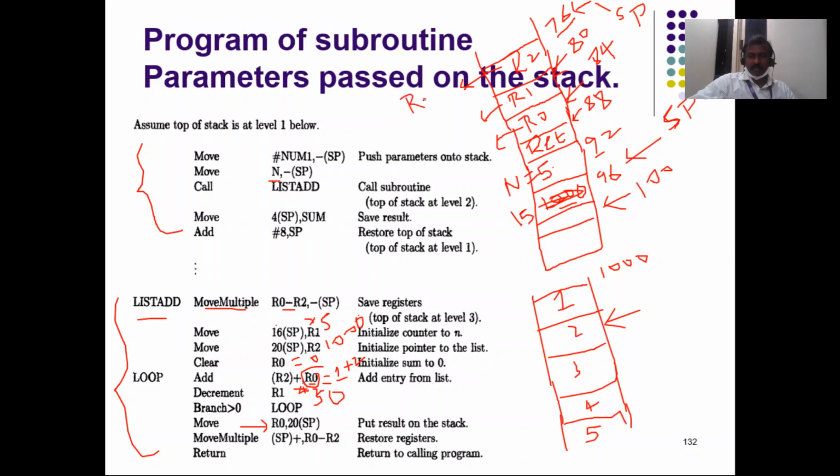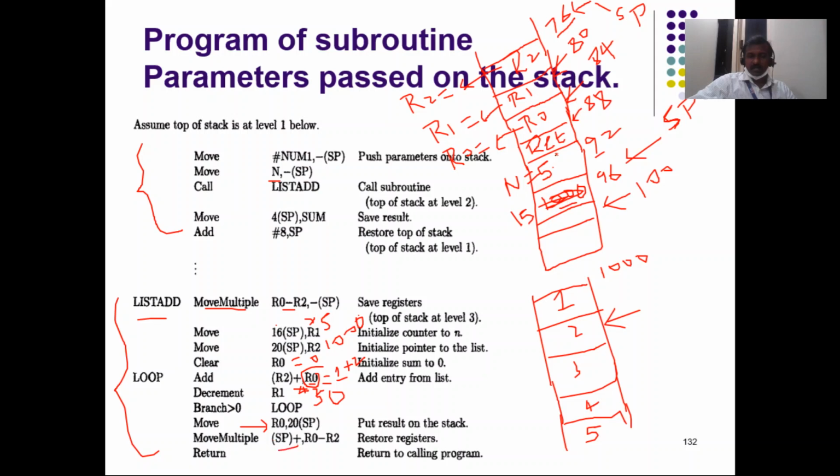Whatever R2 previously contained will now come back to R2. Before calling the subroutine, whatever is in R1 will come back to R1. Whatever is in R0 will also come back to R0. Okay? Then we return. So now you popped all these things. Once you pop all these things, obviously the stack pointer will now come to 88, because you did move multiple. Move multiple means all these are moved from the stack, and the stack is incremented.